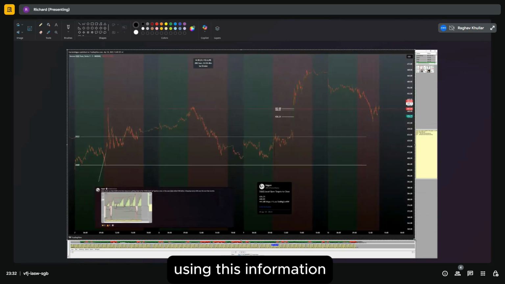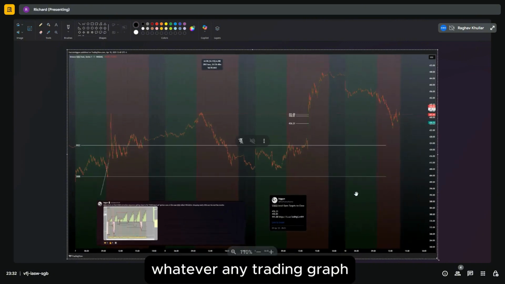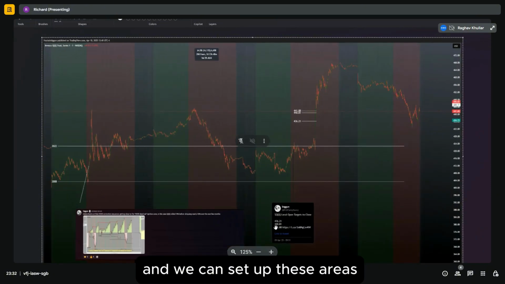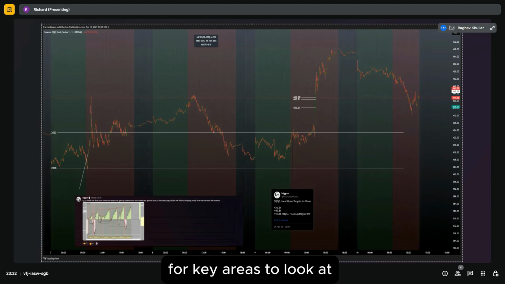Using this information, we can go over to TradingView, or TOS or Webull, whatever, any trading graph, and we can set up these areas. So we can mark these areas out for key areas to look at.